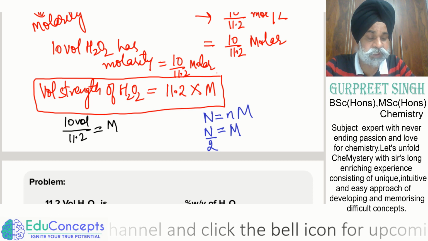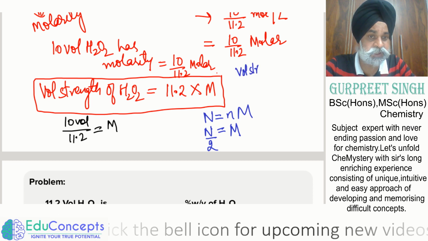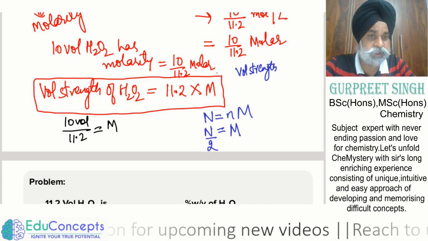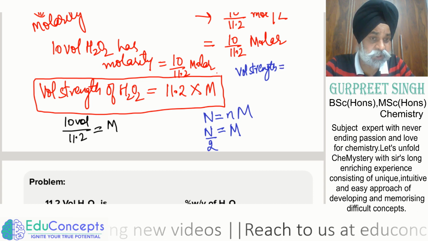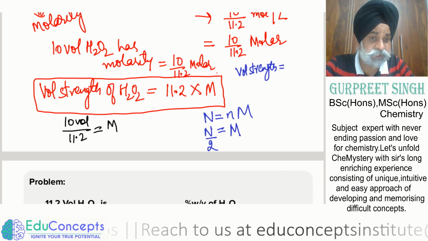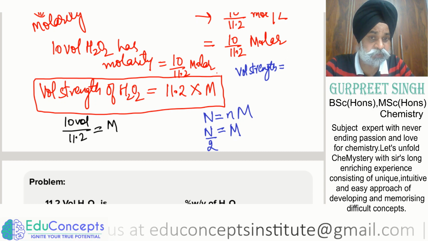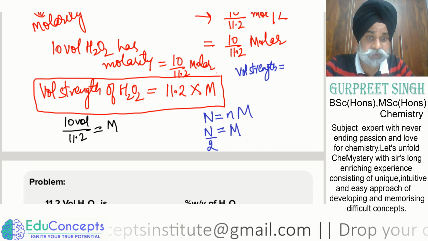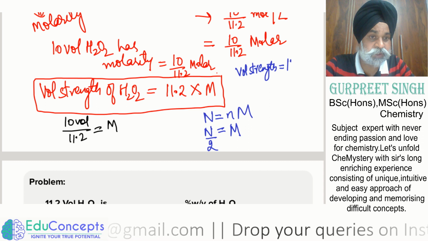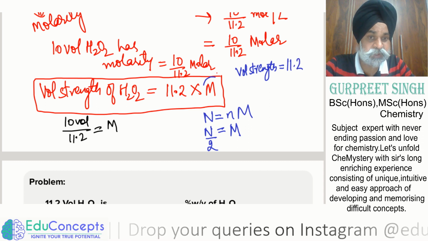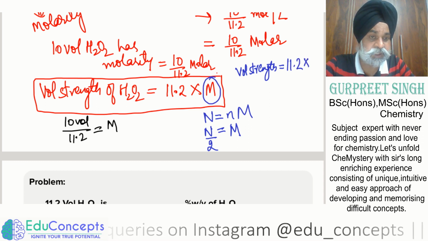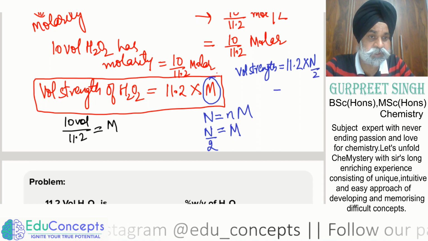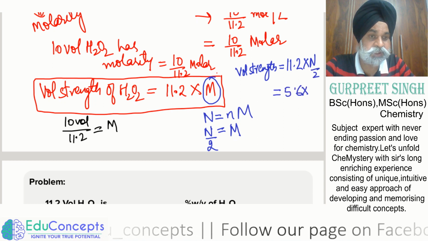So what answer you would get is, if you could see very carefully, volume strength is equal to 11.2, and instead of this term molarity you write n by 2. So it comes out to be 5.6 into n.